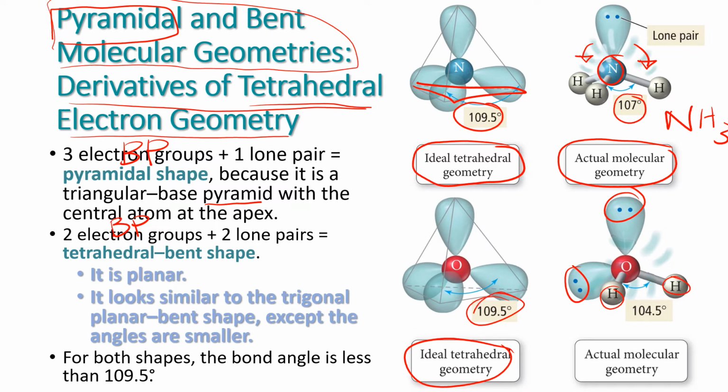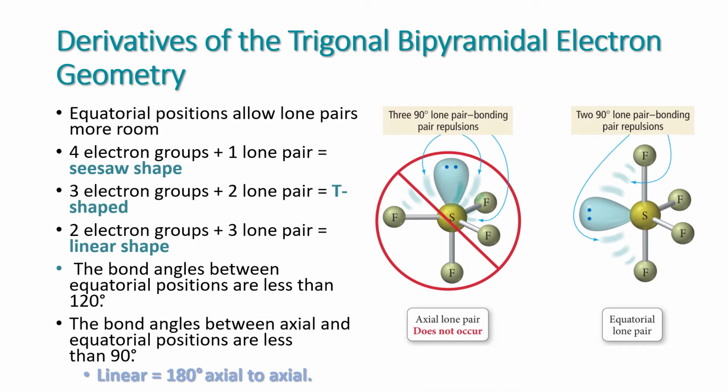And instead of having 109.5, you will see that the bond angle is 104.5, and that's because you have 2 lone pairs now pushing those bonds down, so the bond angle gets smaller. This tetrahedral bent is also planar the same way that the trigonal planar bent is, but the angle is smaller, so that's about the biggest difference. For both of these shapes, pyramidal and also bent, the bond angle is less than 109.5 because of those lone pairs. Next, we have our derivatives of the trigonal bipyramidal electron geometry.